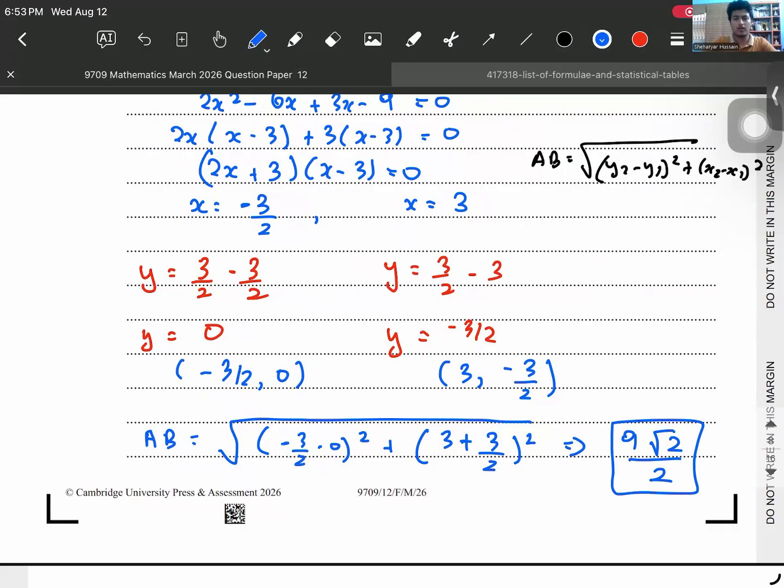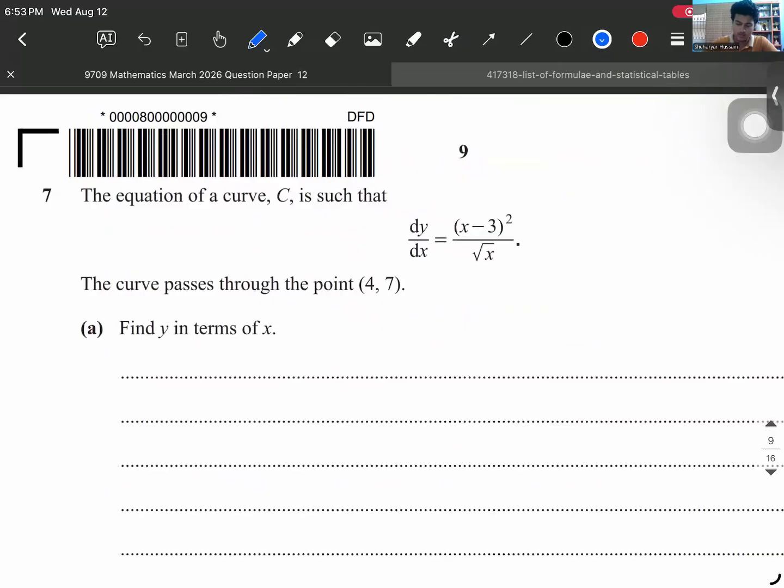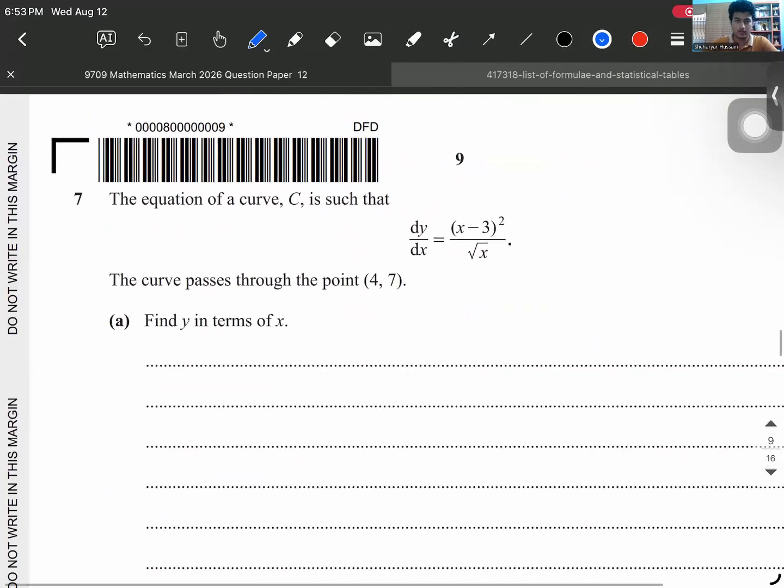Okay. Right. Question number 7. Moving on to question number 7. The equation of a curve C is such that dy by dx equals x minus 3 the whole thing square upon under root x. The curve passes through the point 4 comma 7. Find y in terms of x.